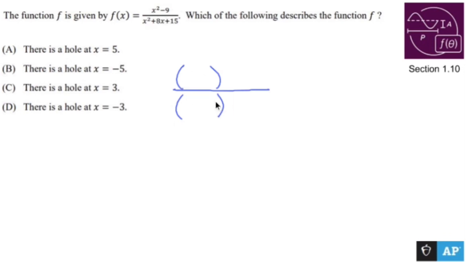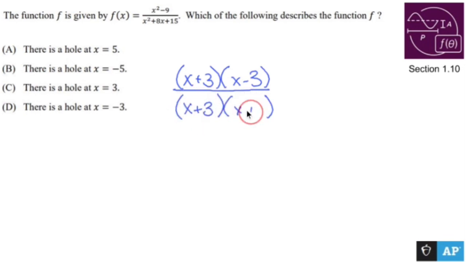So what I need to do is factor the numerator and factor the denominator and see if I have something up here that's exactly the same as something down there. If I do, hole. Now I have x squared minus 9, that's a difference of squares, so two numbers that multiply out to negative 9 that are the same digit are going to be x plus 3 and x minus 3. Two numbers that add up to 8 and multiply out to 15 are going to be x plus 3 and x plus 5.